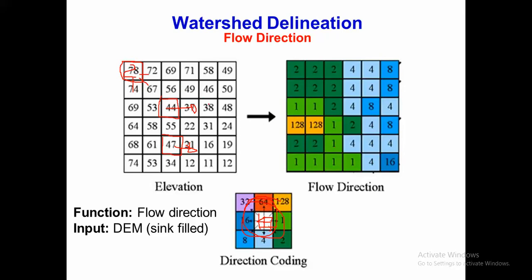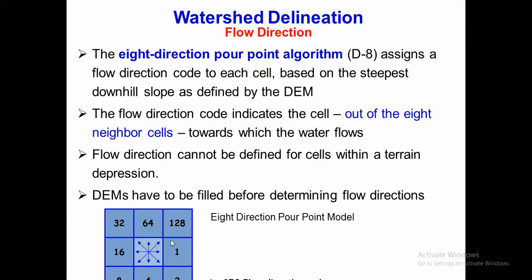So you might be puzzled that if you are choosing the flow direction towards the smallest elevation neighbor of that cell, you are wrong. You have to calculate the slope and then provide these codes. These codes are largely dependent on this one.